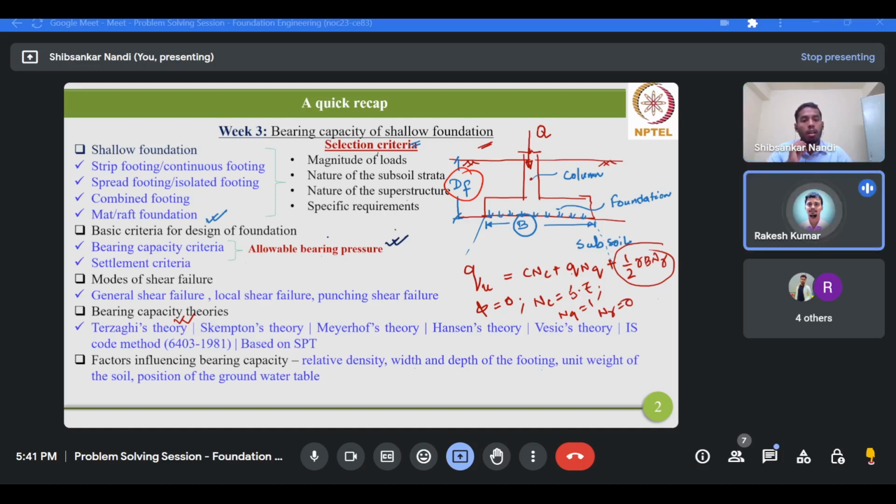For cohesionless soil, phi equal to 0? For sand, how can phi be 0? No, sir, I am telling about c. Okay. For cohesionless soil, obviously there should not be any cohesion, so cohesion would be 0. But right now I am talking about cohesive soil.